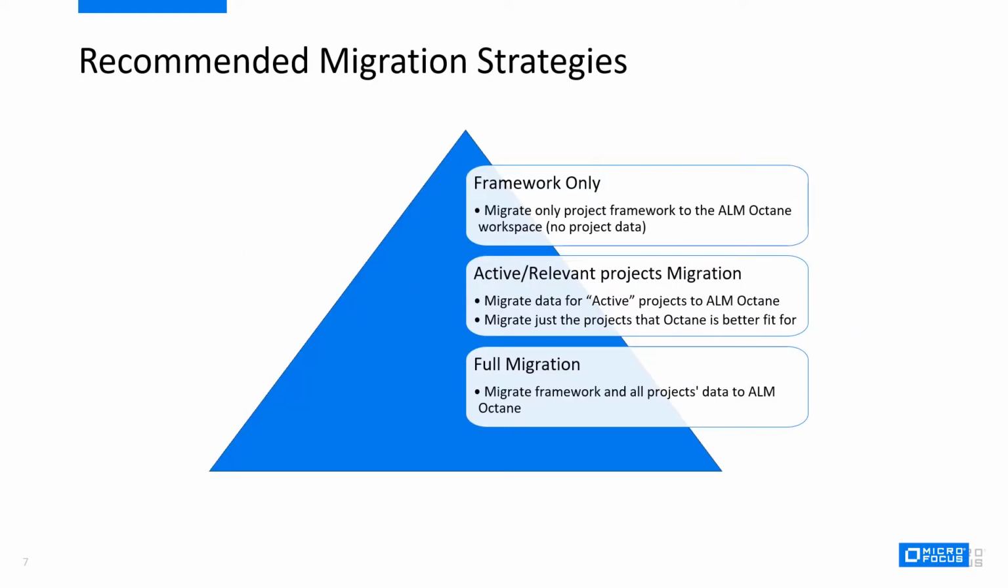We have 3 recommended migration strategies: the framework only, active and relevant projects migration, and the full migration. The framework only entails the migration of a skeleton, or just the framework, of an ALM QC project over to ALM Octane. With the active and relevant projects migration strategy, you should be able to filter out some data or only migrate the relevant data or projects from a certain ALM QC project. So there's no point in migrating data that you will not use. And of course, there's the full migration where you can migrate everything.